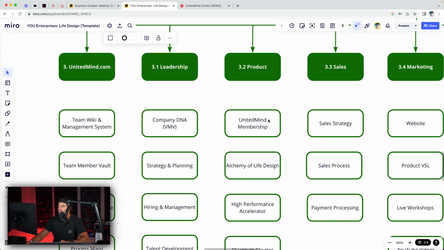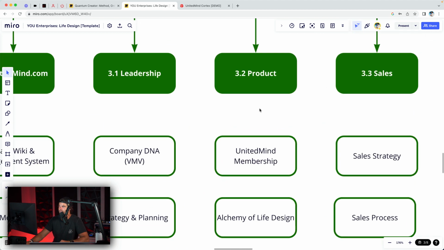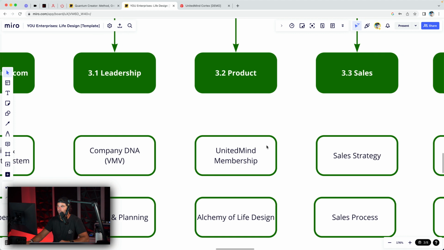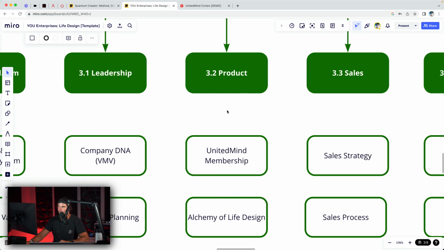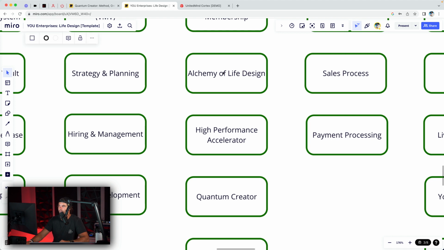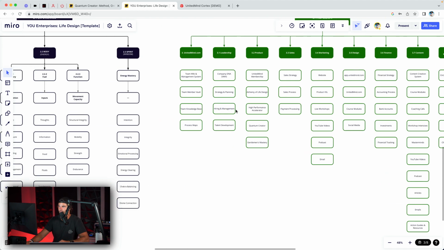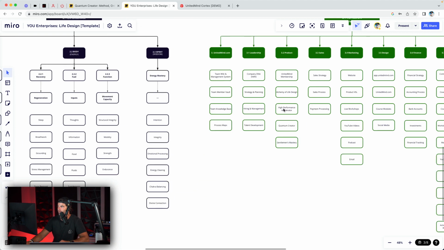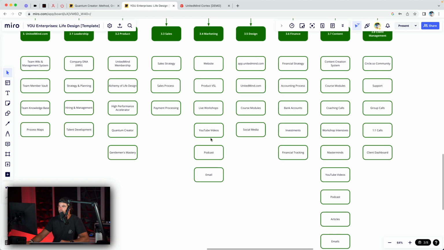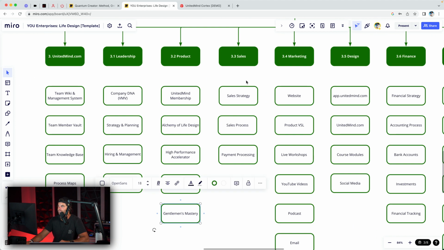Next one is product. So I split up into the products that I'm running and building. This is United Mind membership. So obviously apply this for whatever you're currently running for yourself. You would list out all the products there. So this is like your membership, my membership anyway. Alchemy of Life Design, that's what you're going through right now. High Performance Accelerator. That program is about optimizing this stuff here. Quantum Creator, that's about mastering all of it systematically. And then Gentleman's Mastery, a mastermind.